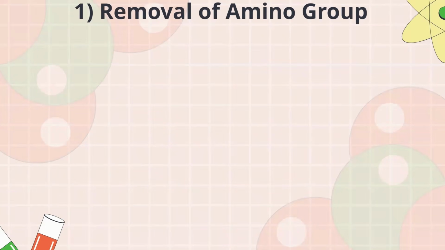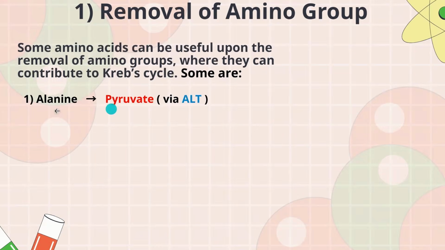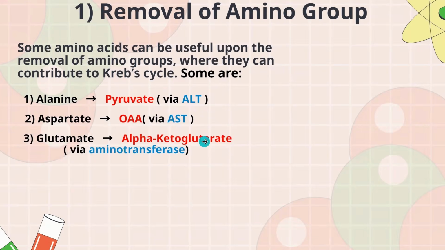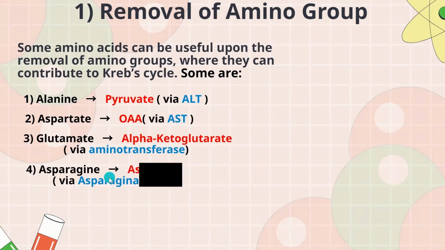And these amino acids, an example of them are alanine, which contributes to pyruvate through ALTs, aspartate to oxaloacetate through ASTs, we already know this, and glutamate to alpha-ketoglutarate via aminotransferases. We already know this. It's very easy, right? But there are two new ones I want you guys to focus on.